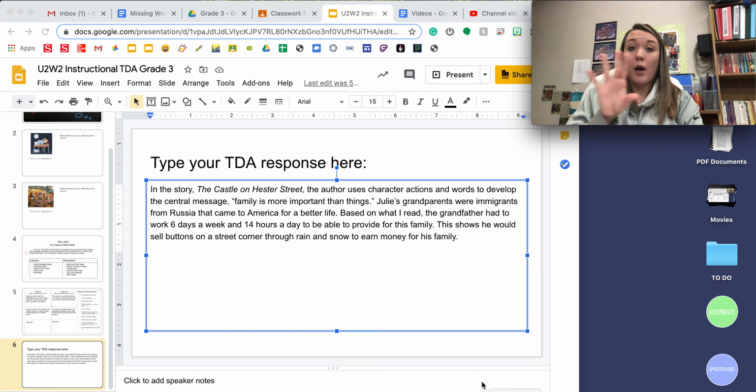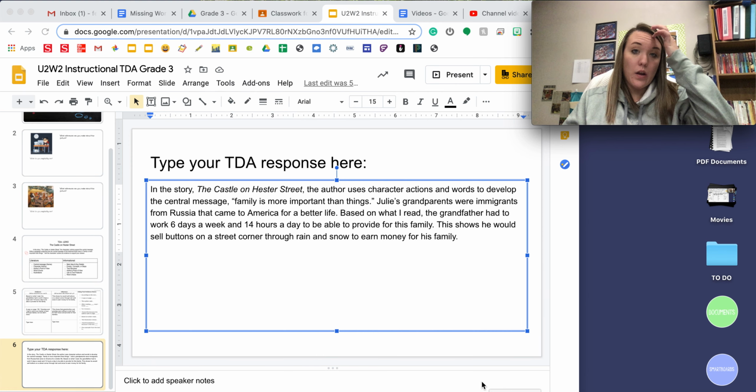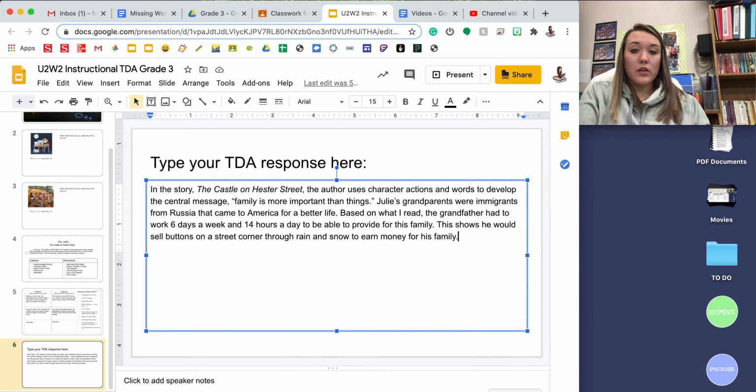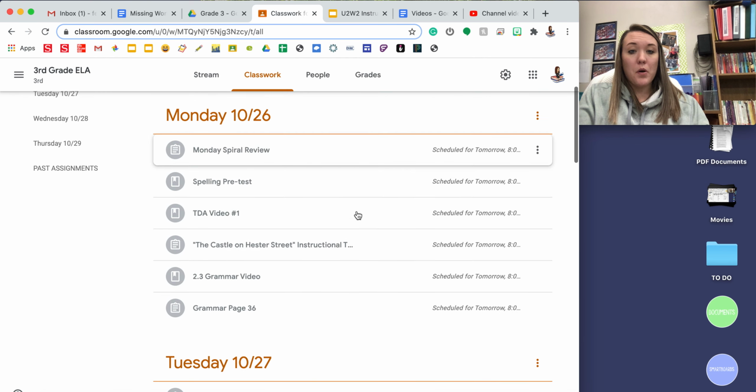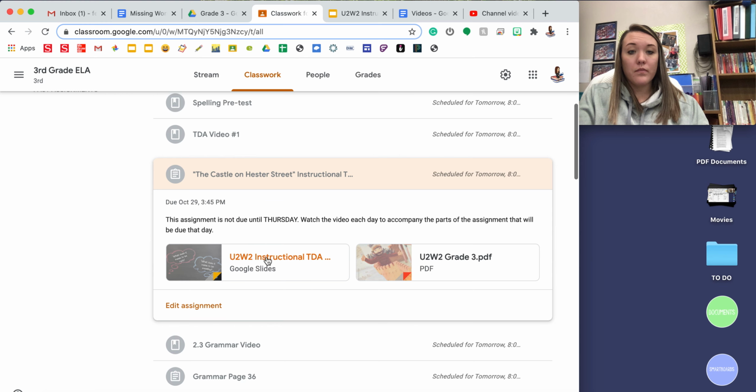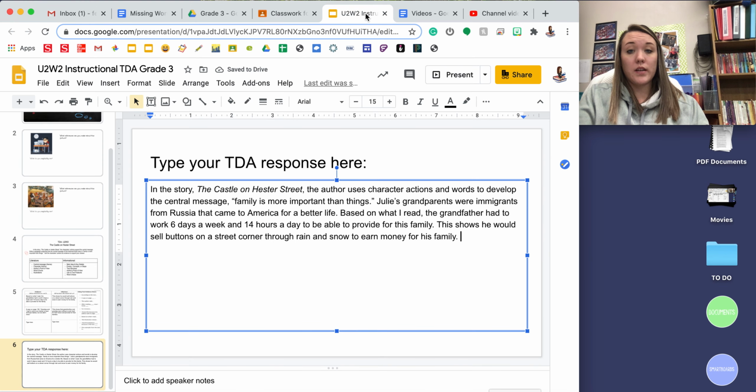Today, we're going to copy and paste the last evidence and inference, and then we need a conclusion sentence to wrap up our paragraph. So I'm going to start by going back to slide 5. Please remember that this assignment was posted on Monday, and we're working through the same assignment all week. It's due today.